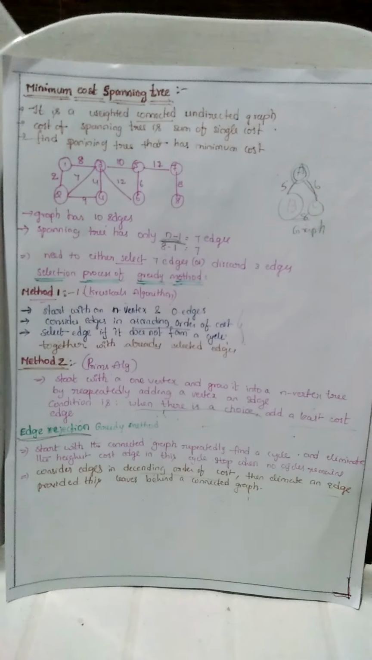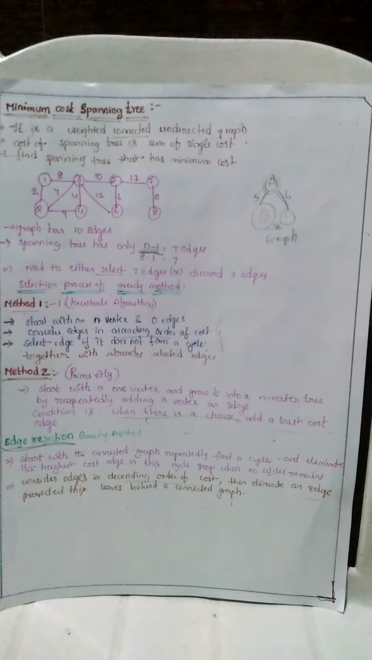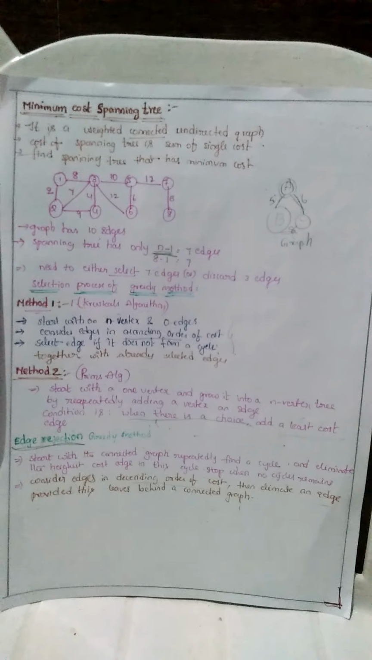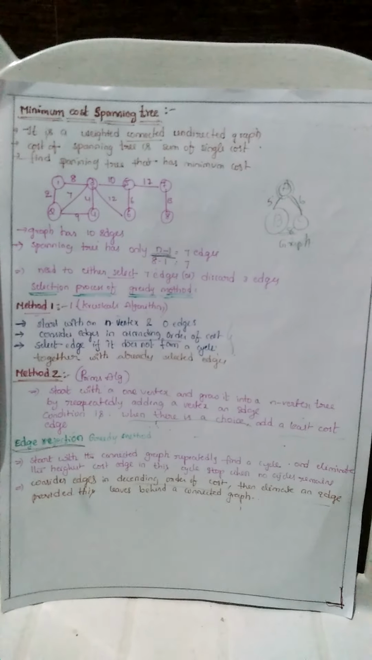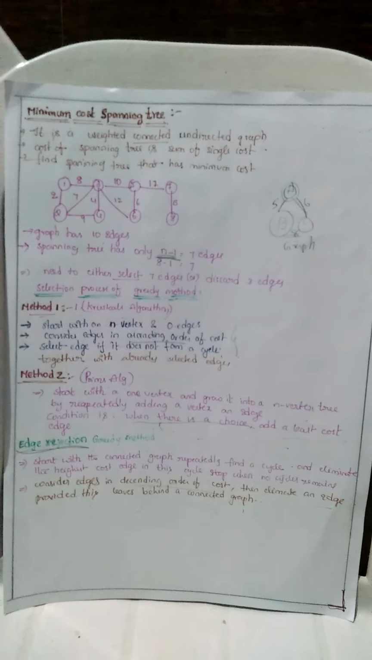The cost of a spanning tree is the sum of its edge costs. We find the spanning tree that has the minimum cost. Look at this diagram. It consists of 8 vertices: 1 2 3 4 5 6 7 8, and the number of edges, look here, 1 2 3 4 5 6 7 8 9 10.